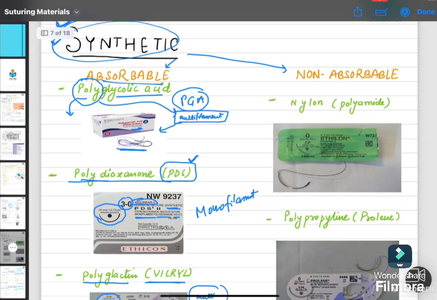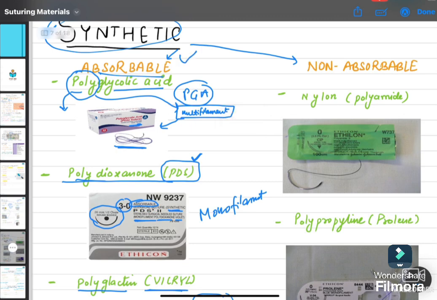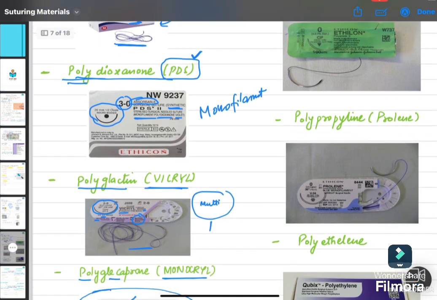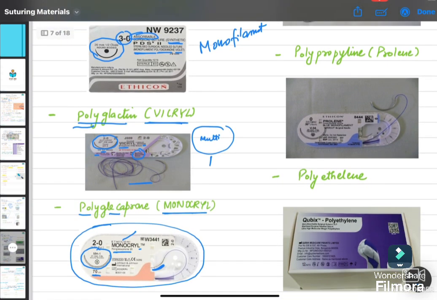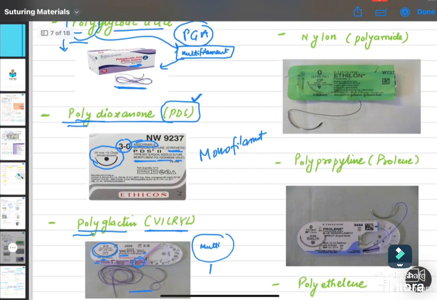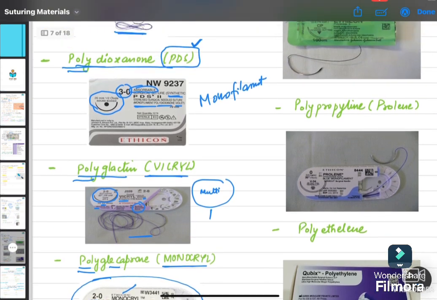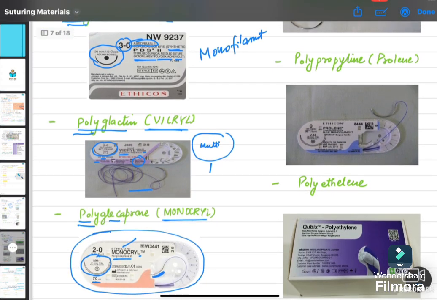So we now know the absorbable category. Generally in absorbable we have the term poly in common, like polyglycolic, polydioxanone, polyglactin, and polyglecaprone. This way we can memorize it.